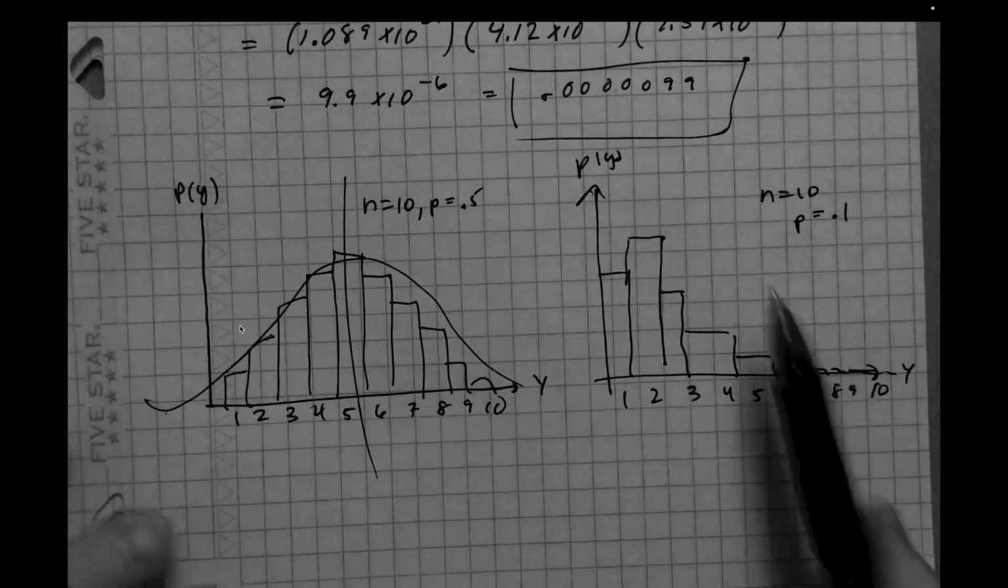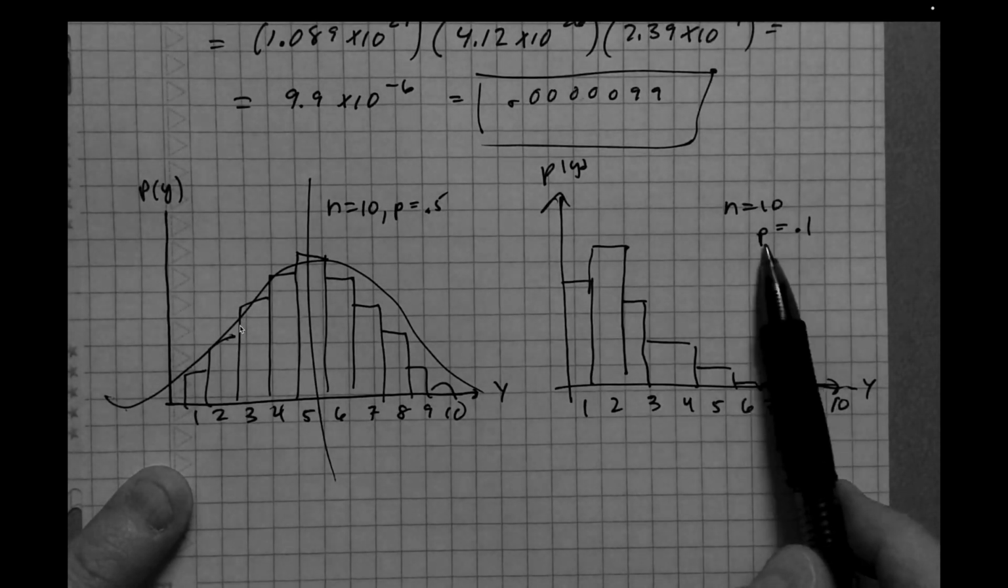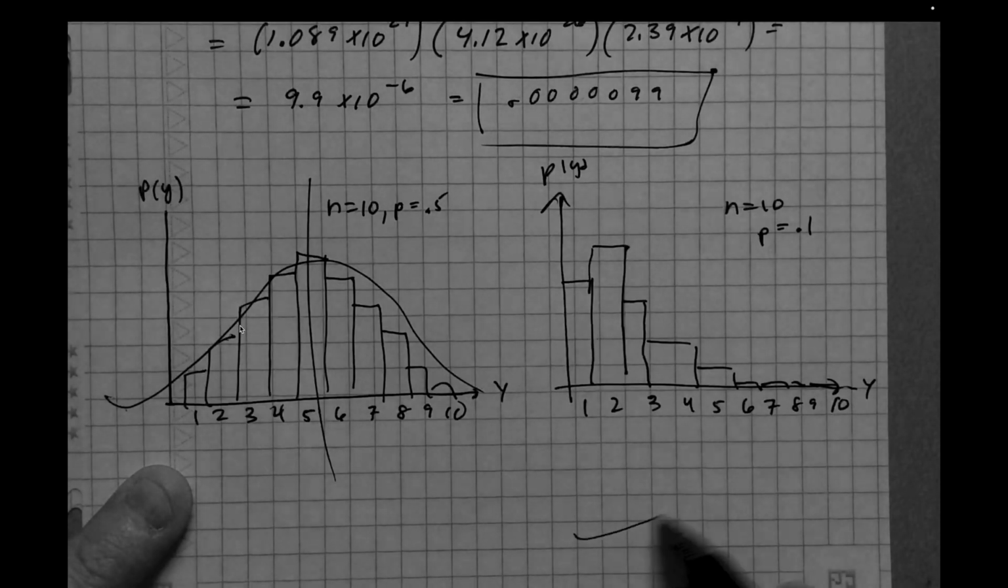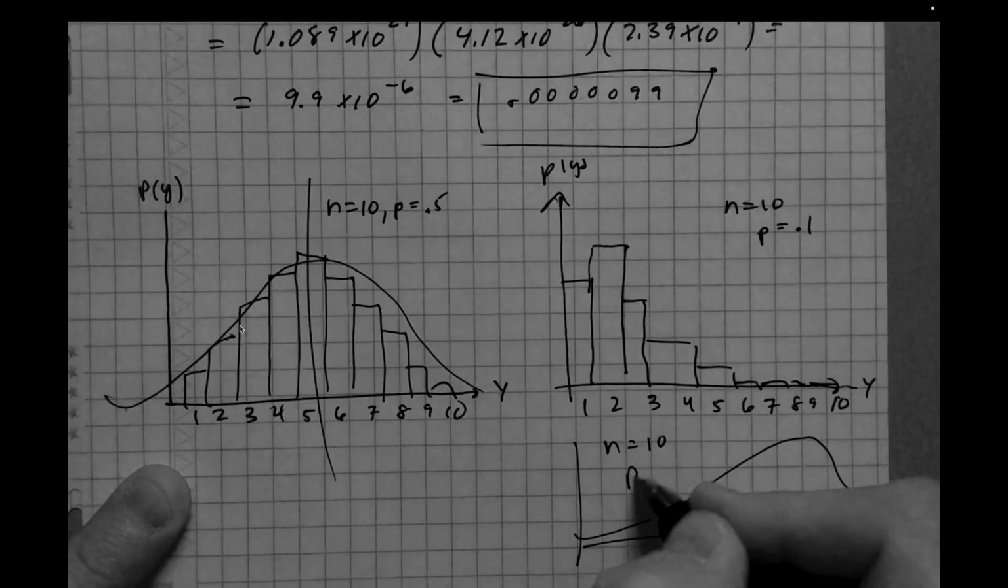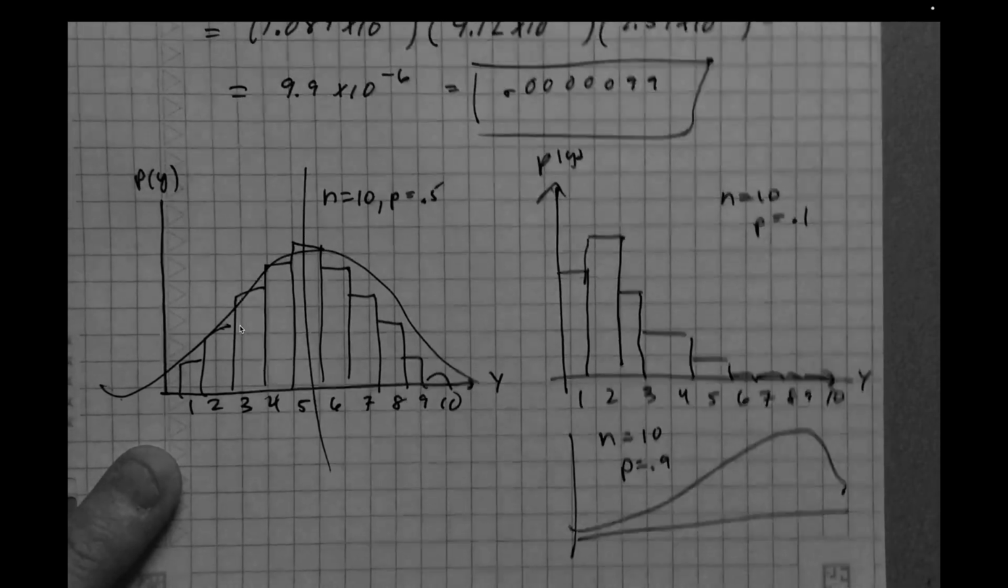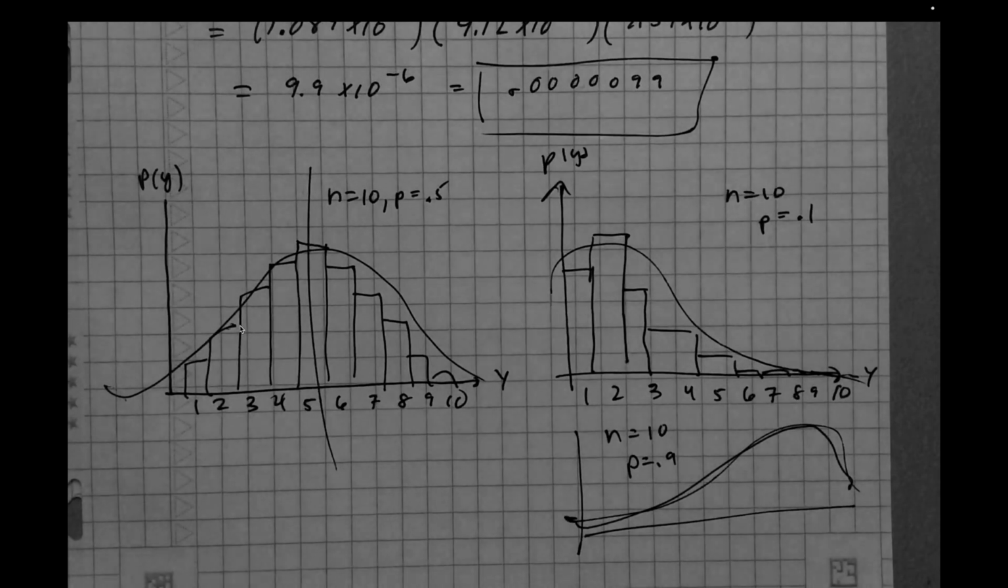And then everything in between. Obviously if I make the success probability 0.9, then the skew will be in the opposite way, on the opposite side. This would be n equals 10, p equals 0.9. Instead of looking like this, it'll look more like that. And then there's everything in between. All right, very good.